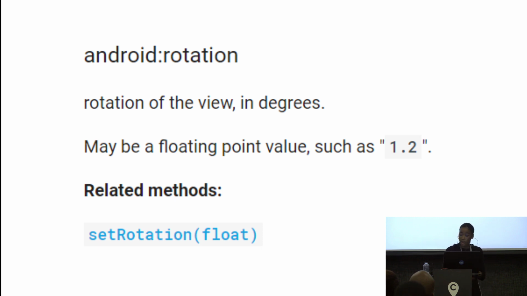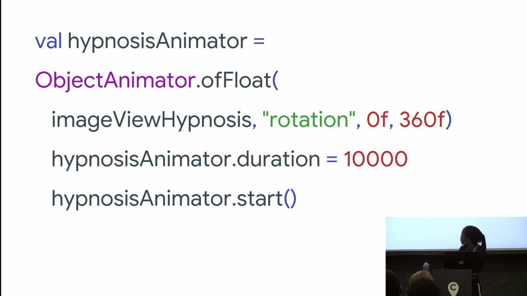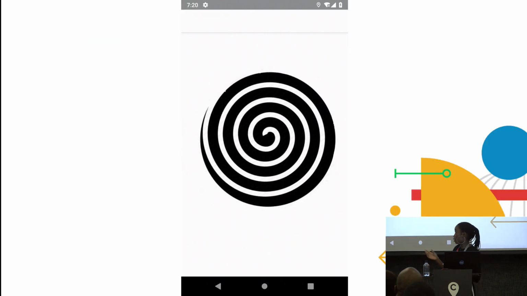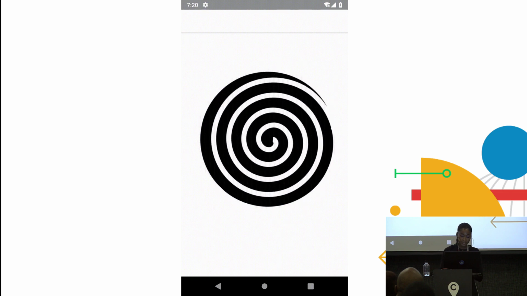And then how we do it in code is I called it a hypnosis animator of the type ObjectAnimator. ofFloat, I passed it in. The target is imageView.hypnosis, which is our image view. Rotation is the property we want to animate from 0 degrees to 360 degrees, so it's a full circle. And we say hypnosis animator duration, we give it 10 seconds, and then we say animation start. And this is what we get after doing that.